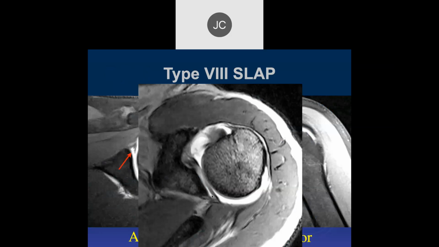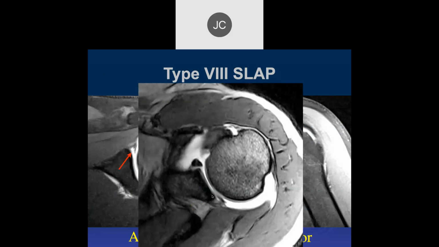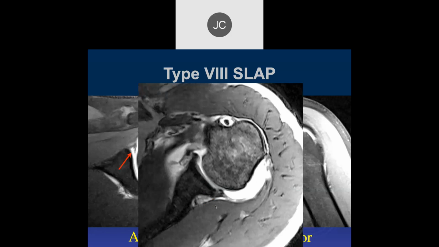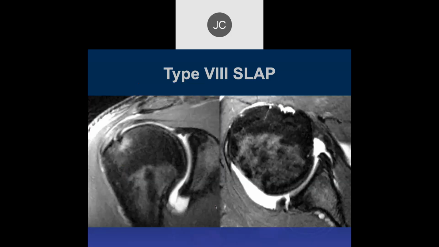And here we can see it back here, and down into the posterior labrum down here. So this would be a type 8 SLAP tear. And then here, as we can see, a posterior labral tear here with a very deformed superior labrum here. And this was another type 8 SLAP tear.